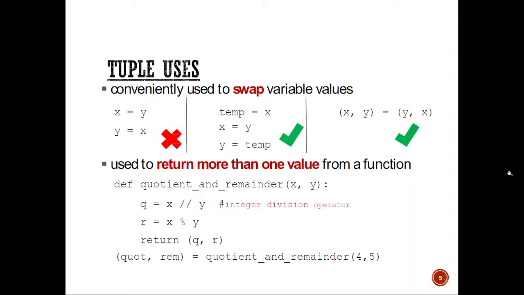So when are tuples commonly used? They are conveniently used to swap variable values. For example, if we have 2 variables x and y and we want them to exchange values, this operation would not work, because in this case we would assign the value of y into x, but the old value of x is lost. That's why one way to do it is to store the value of x in a temporary variable, then assign the value of y to x, and then assign the value of temp to y.